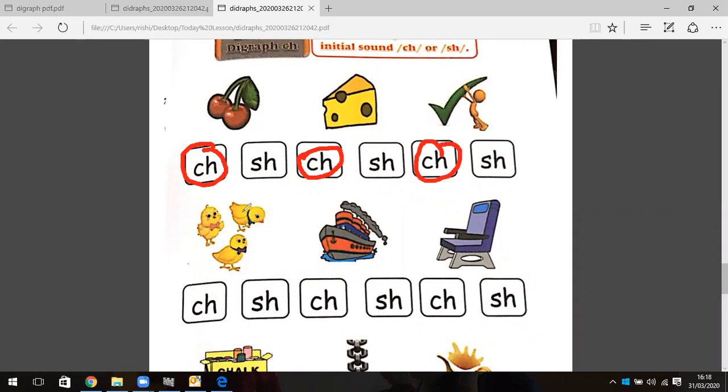Next is Layla Zakaria. Unmute yourself, Layla Zakaria. Yeah. Layla, these are chicks. Can you tell me?